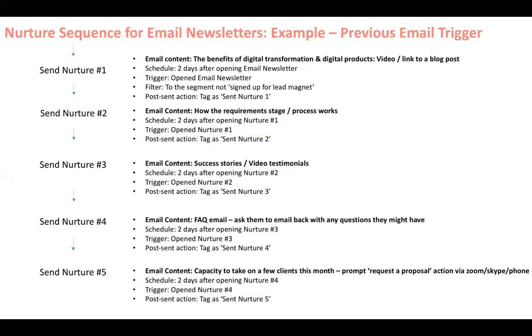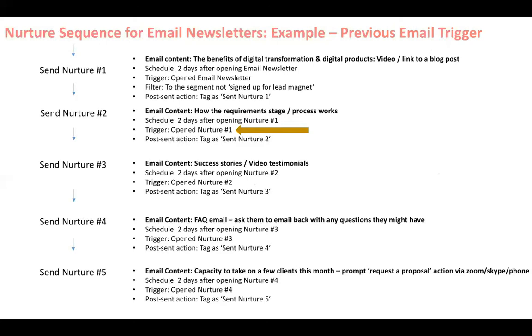Okay. The previous email trigger is something that is the same, but the trigger is different. This says, how have they interacted with the previous email that I have sent? Just because they've opened the first email newsletter doesn't mean it triggers all 5 of them, okay? They have to have opened Nurture 1. So for Nurture 2 to get sent, they have to have opened Nurture 1.